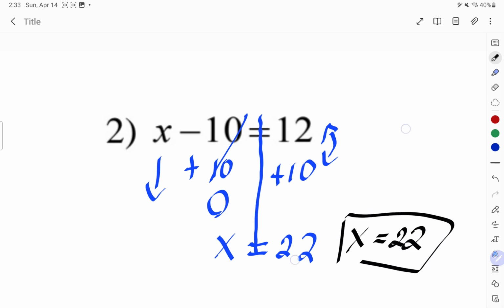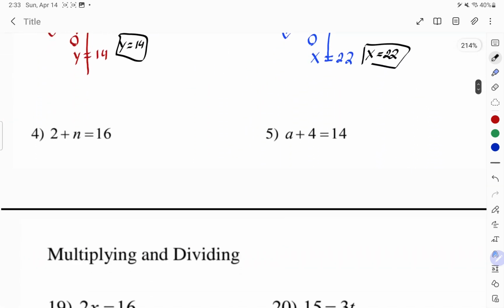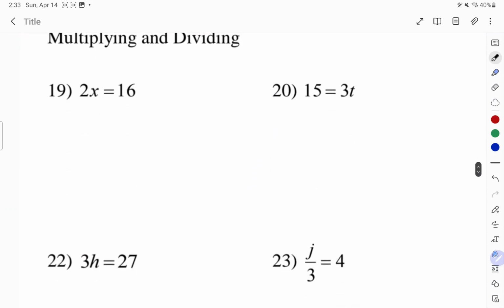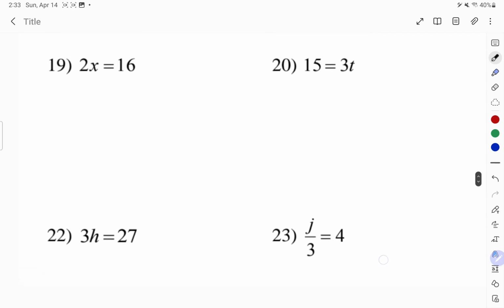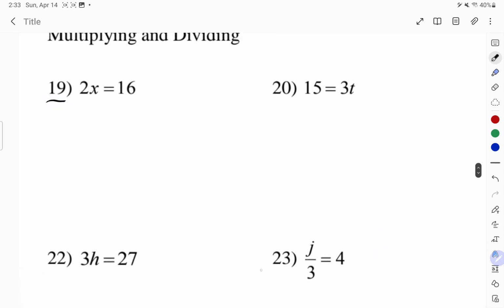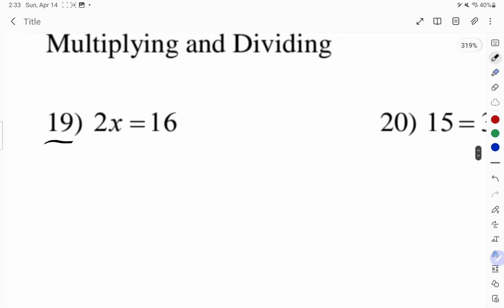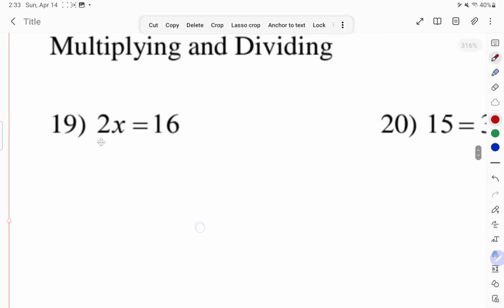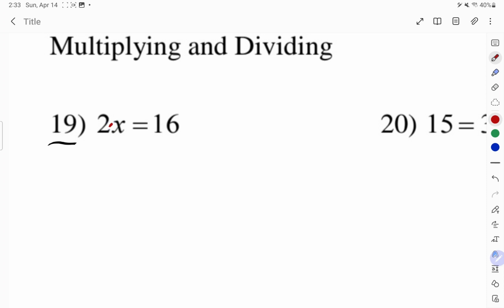All right, pretty easy. Now let's go over one of each when it comes to multiplying and dividing. That way you can see the difference here. Okay, so I'm going to do 19 and 23. I'm going to show those two. So for 19, we have 2x equals 16. Now, what's happening between my 2 and my x? You guys might not know, but they're technically multiplying right here. There's supposed to be a multiplication sign right there.